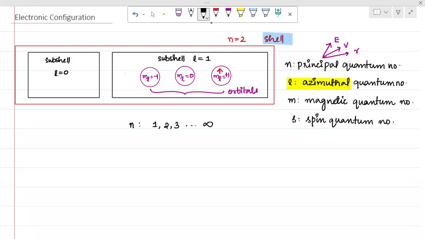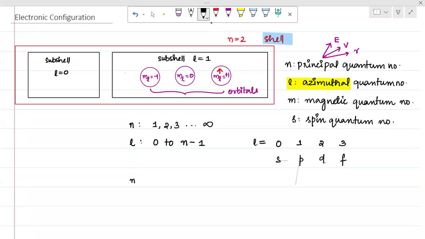So the electron can occupy any of these shells, and which shell it will occupy is what we're going to learn today. And then we discussed the azimuthal quantum number, whose value can range from 0 to n minus 1, which notates the number of subshells. And we also said, depending on the value of L, if L is equal to 0, 1, 2, 3, the notations which are given are S, P, D, and F. This is also something that we learned.